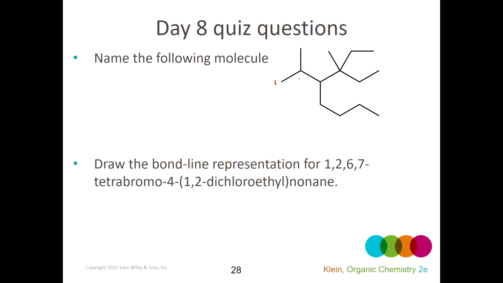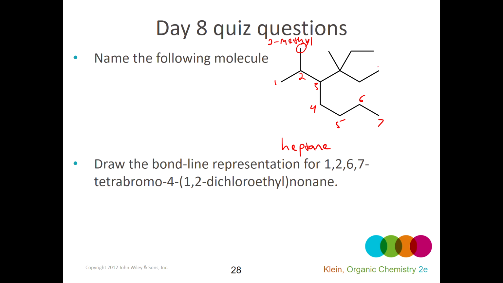So 1, 2, 3, 4, 5, 6, 7. That's the longest chain of carbons I can make. And numbering it from the left to the right allows me to get to my first substituent on carbon 2, whereas if I number it up from over here, 1, 2, 3, 4, 5, my first substituent wouldn't be till carbon 5. So my parent chain here is heptane. Now I've got to name these substituents. On carbon 2, I've got a single carbon. 1 carbon is meth. So that's a methyl group. So it's 2-methyl.